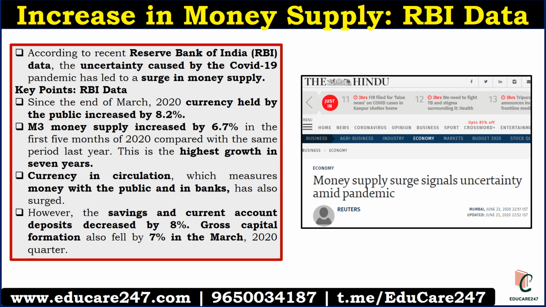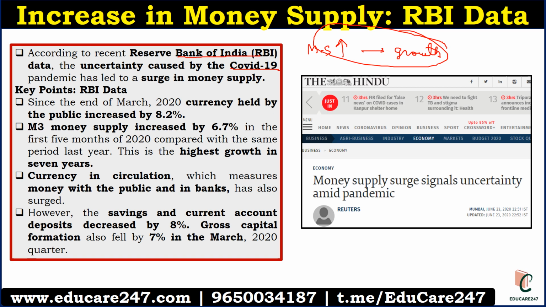Recently, The Hindu has published an article on the basis of RBI data, and it says that money supply has increased in the market due to uncertainty caused by the COVID-19 pandemic. Generally, when money supply increases in the market, it is the indicator of growth. But this time, it is not the indicator of growth. It is the indicator of uncertainty and fear among the people. People are breaking their FDs and keeping their money with them. So it is increasing the money supply.